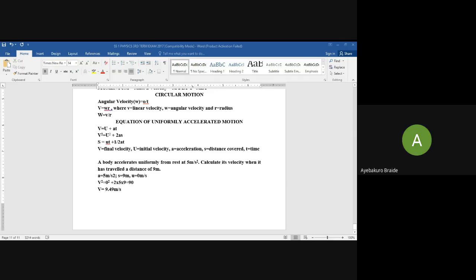Where did you get the 2 from? You said 0 plus 2. Look at the formula: v squared is equal to u squared plus 2as. That's the formula, I didn't get it from any other place. So please don't forget that. Those are the equations of motion. Whenever you are given uniformly accelerated motion, those are the equations you use. Any question? Okay, good.